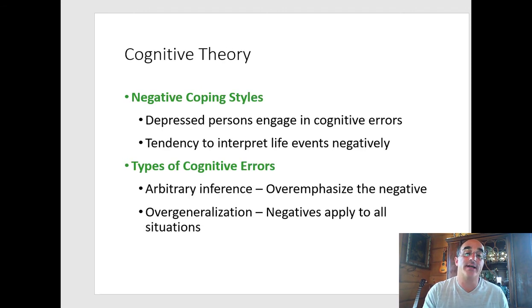The cognitive theory is the idea of negative coping styles. Depressed persons engage in cognitive errors. Cognitive meaning thinking errors. They tend to interpret life events negatively. So, for example, here I am teaching you, and a few moments ago the oven stove began to beep. A depressed person might think, "Oh, that stove again! It's always interrupting me. I was recording videos, and now I have to start again."